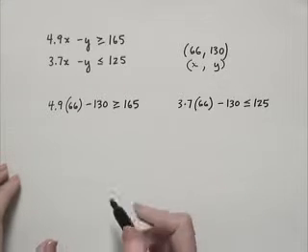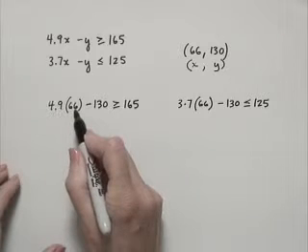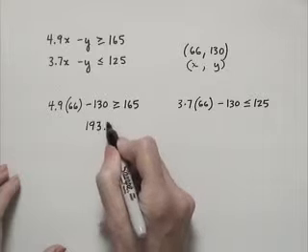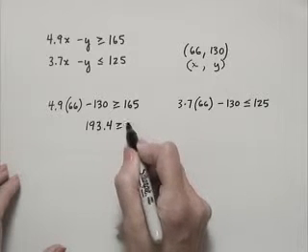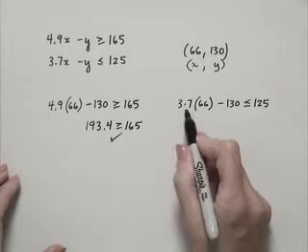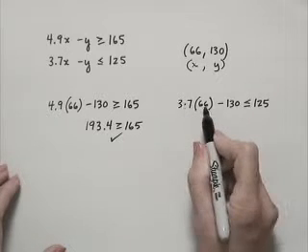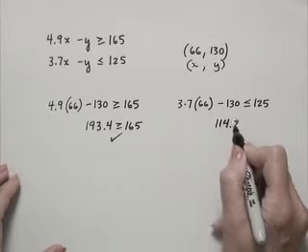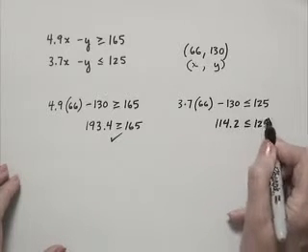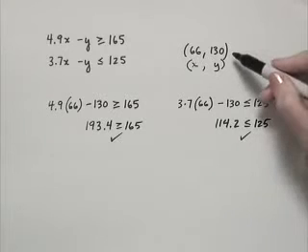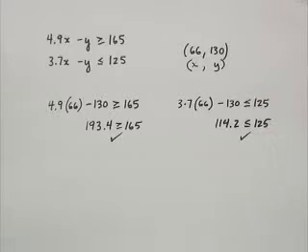Using our calculators, we can come up with 4.9 times 66 minus 130 as the value 193.4, and that gives us a true statement. In our calculators, 3.7 multiplied times 66 minus 130 gives us 114.2. And that value is less than 125, so we can see that the point that we were looking at does fit the criteria as given.